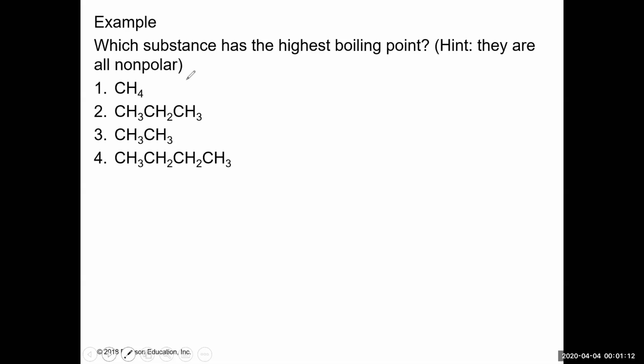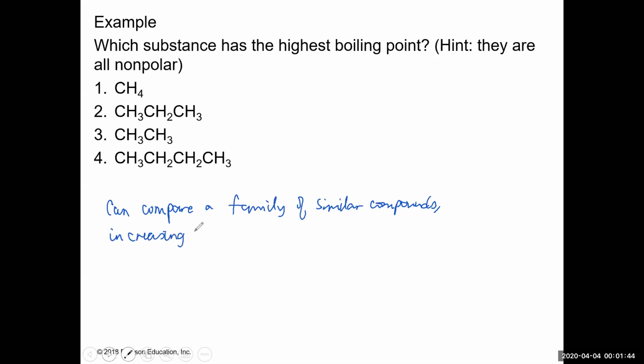And as we saw earlier, when we compare a family of similar compounds, we see that with increasing molar mass within this family, we have an increasing dispersion force.